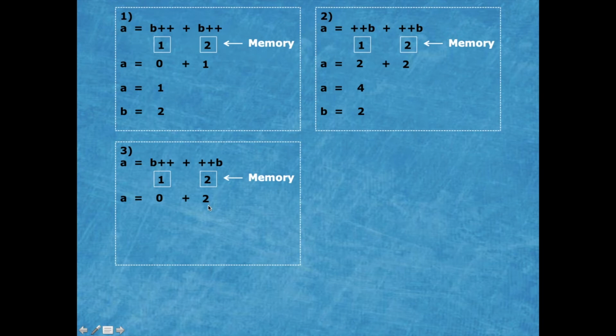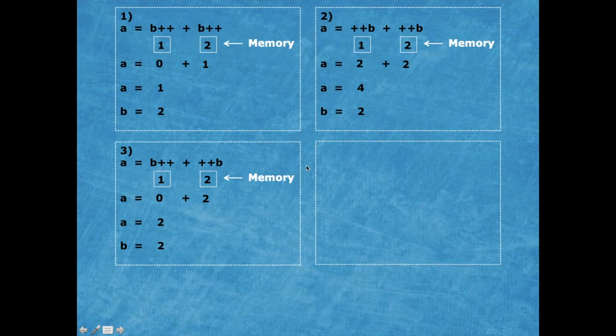Now don't have a misconception over here. Don't use the value 2 over here. Why? Because over here we had b++, which was post-increment. So this will remain 0, but this will be 2. So a will be equal to 2 and b will be equal to 2.